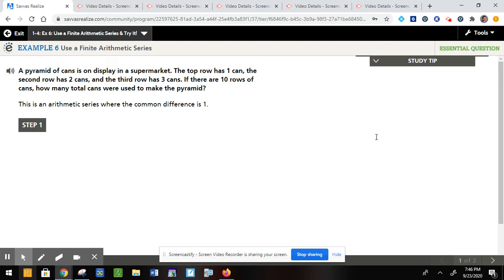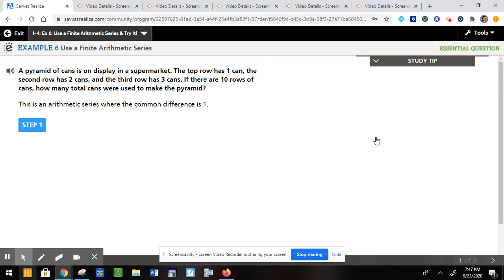Okay, so this is an arithmetic sequence. All right, so it's a row of cans or a pyramid of cans in the supermarket. Top row has 1, second row has 2, third row has 3, and so on. So how many total cans are used?